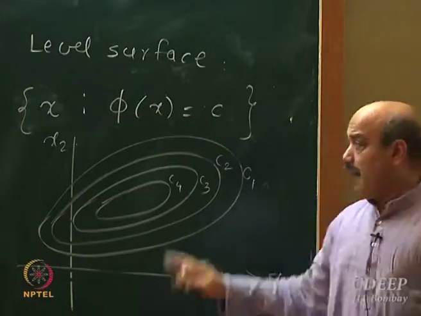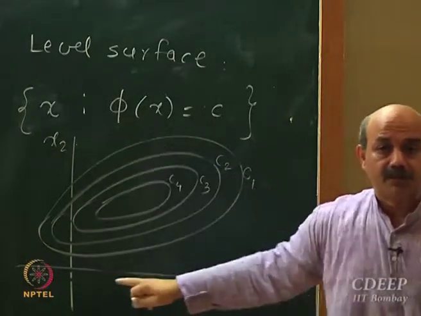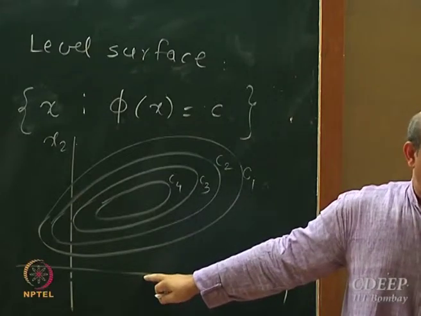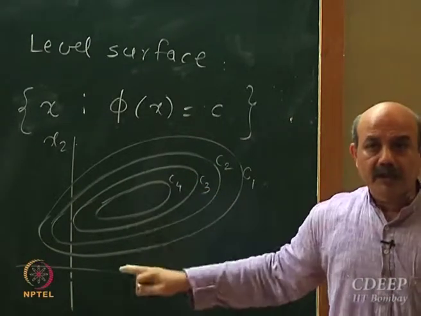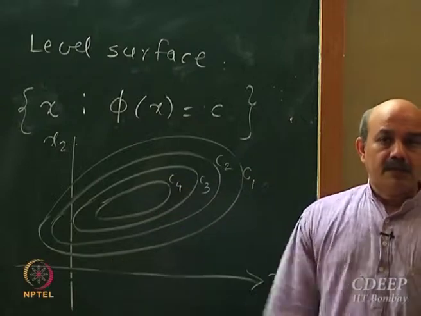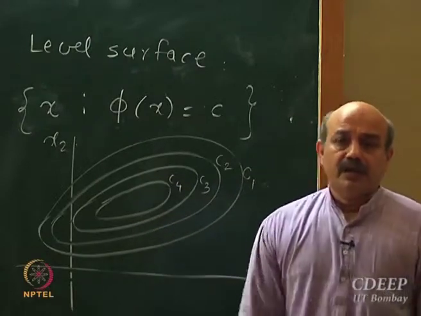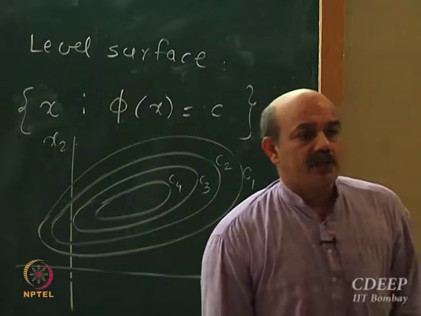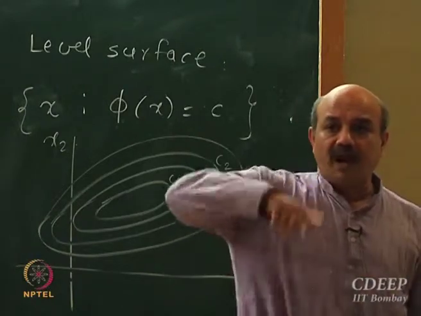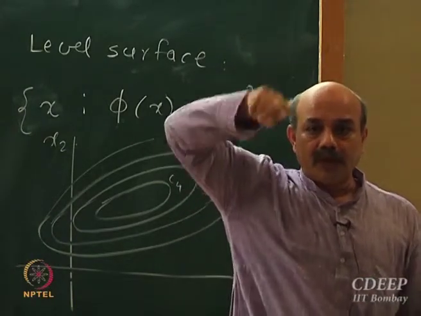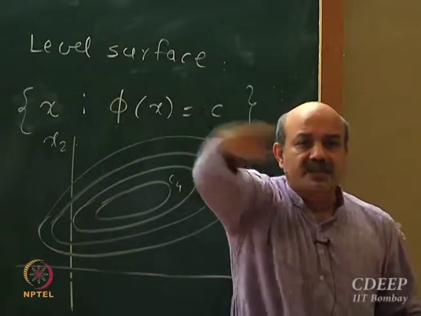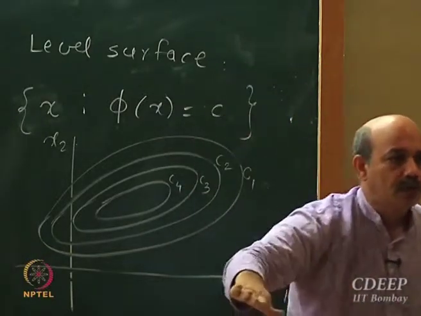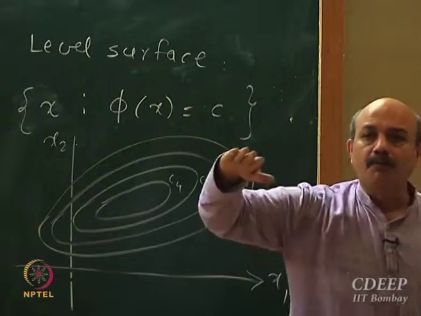I am not plotting phi of x in this plot. So actually, if you do a 3-dimensional plot, x1, x2 and phi, this will be nothing but a cross-sectional plane projected onto x1, x2. It's the set of all points.